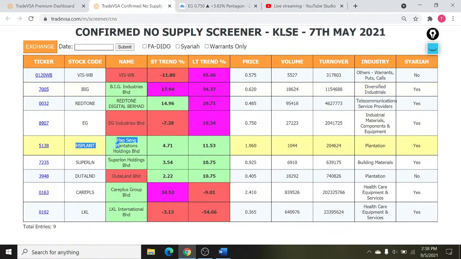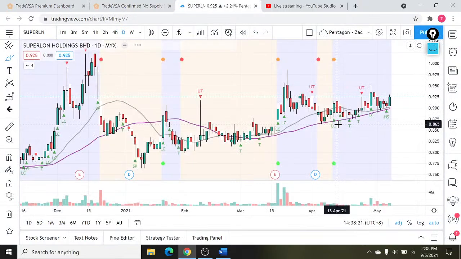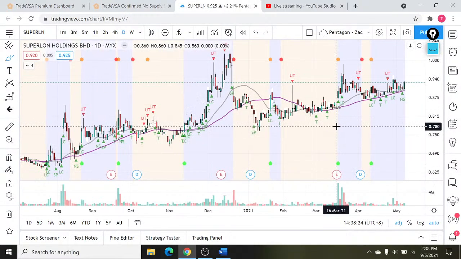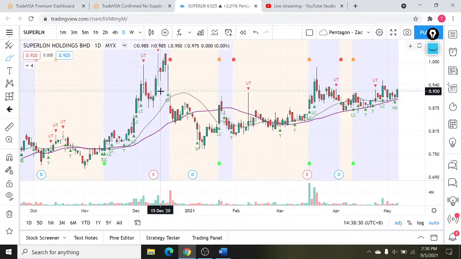Okay, HS plan. I think Martin talked about that yesterday. Okay, let's try Superlon. High volumes. So we got gap down, high volumes, but this up bar came with even higher volume.